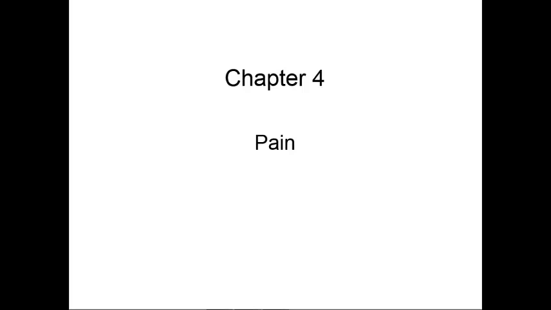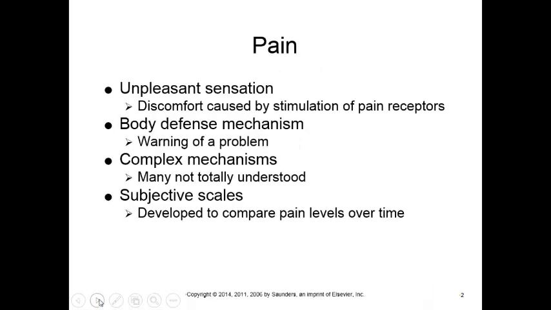What is pain? We all kind of know what pain is if it hurts, but a good definition of pain is an unpleasant sensation that causes a feeling of discomfort. And this has to come from pain receptors. So it's unpleasant and it's caused by stimulation of pain receptors. And we have pain receptors all throughout our body. So, any unpleasant sensation that is caused by the stimulation of pain receptors.